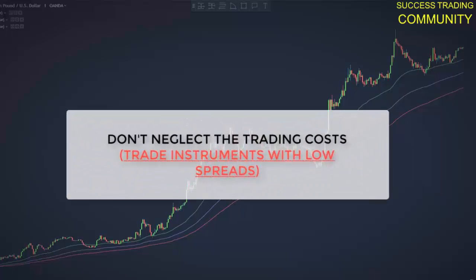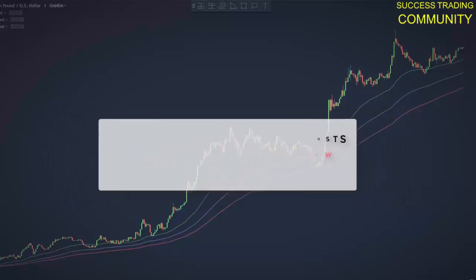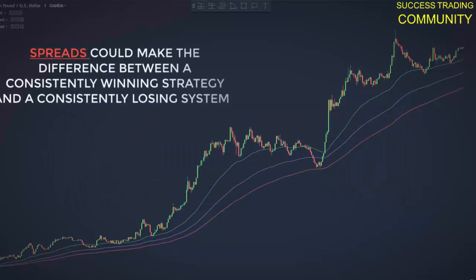Also, don't neglect the trading costs. Scalping requires frequent trading almost by definition. Frequent trading also means frequent and substantial position entry costs. A small difference in spread between a great broker and a good broker may be the difference between a consistently winning strategy and a consistently losing setup.